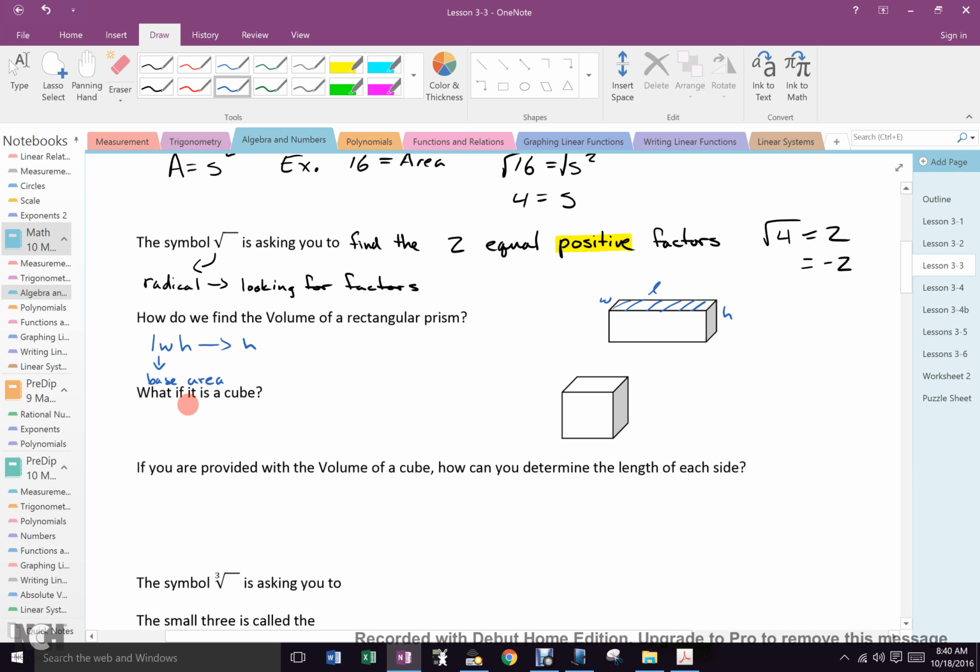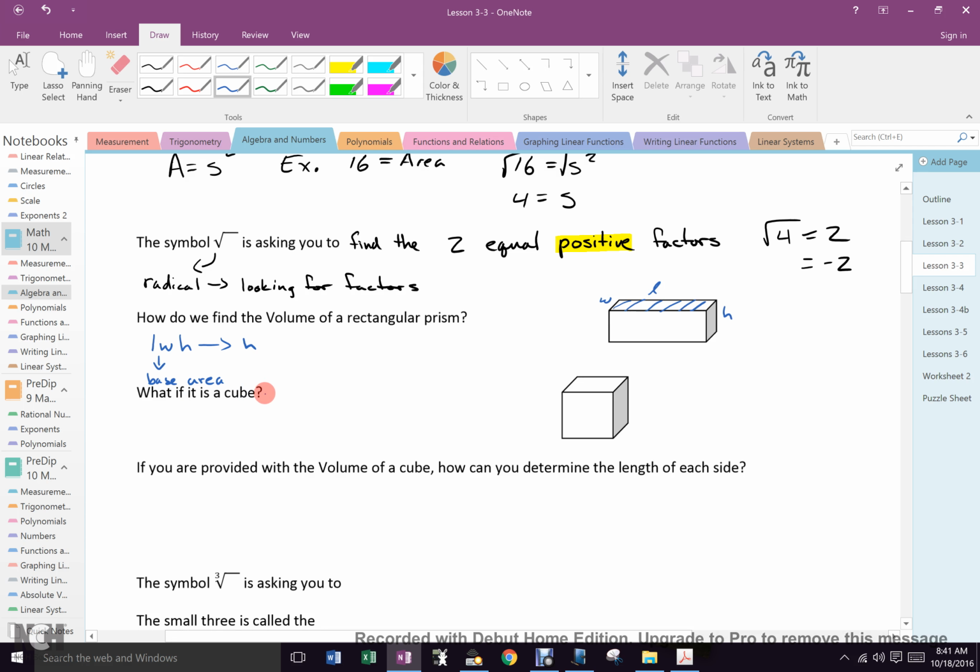What is a cube? Not what if it's a cube. First of all, before we write it down, what is a cube? Antonio, you're on fire today. Mostly because nobody else wants to say anything. All the sides are the same.